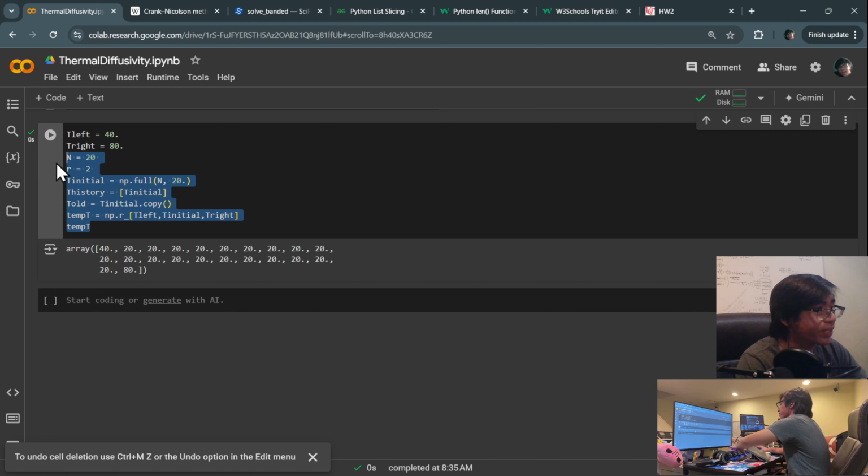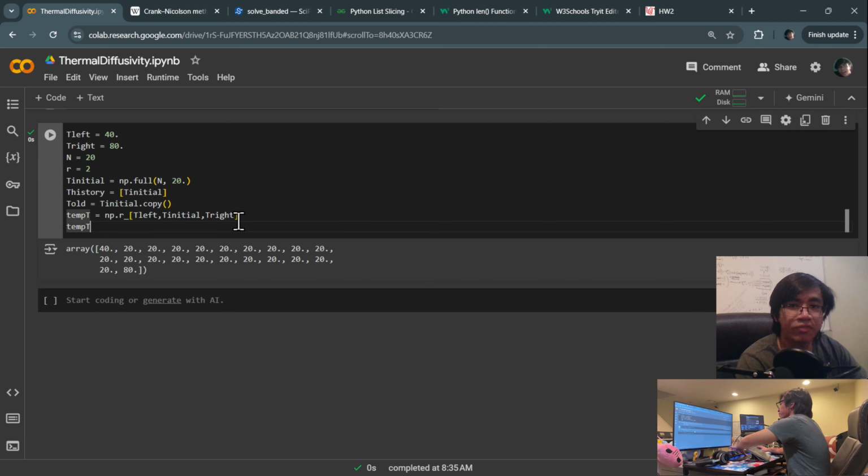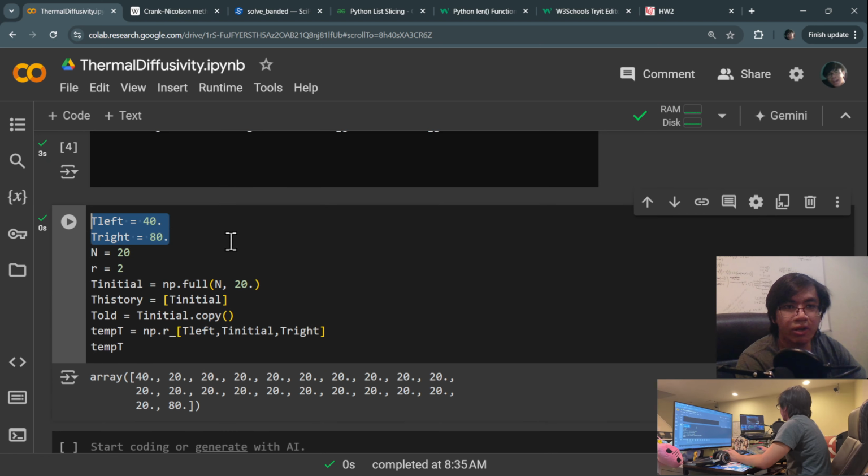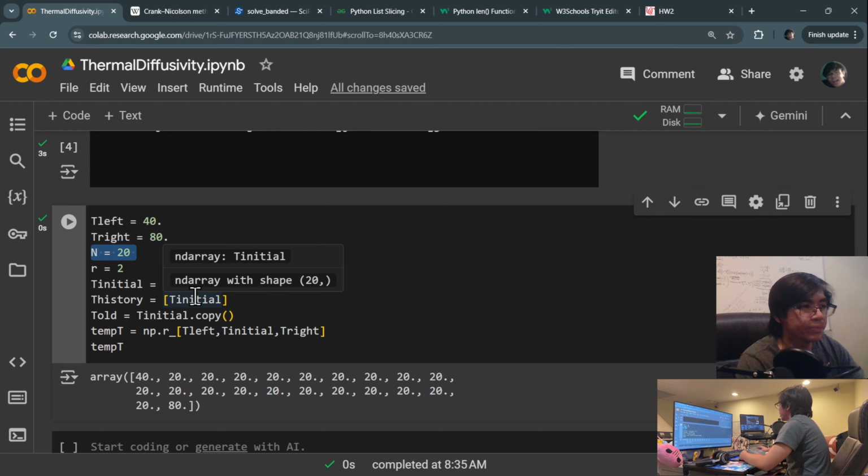Hopefully I left off here, initializing our variables, but I'll re-explain it just in case. Again, defining our left and right hand side, those are time independent, so we keep them constant. Our number of time discretizations, n equals 20. R equals 2, given by our problem. That's just what we decided it was. Initial, I am creating a full NP array of size n, so 20 elements filled with 20 variables. So that's what this is.